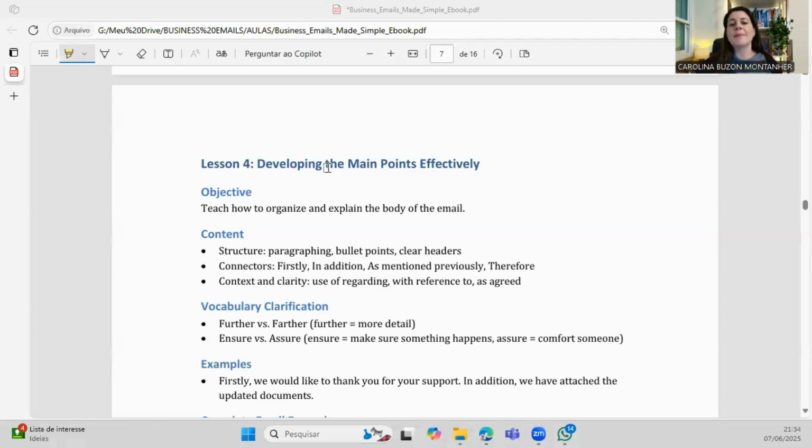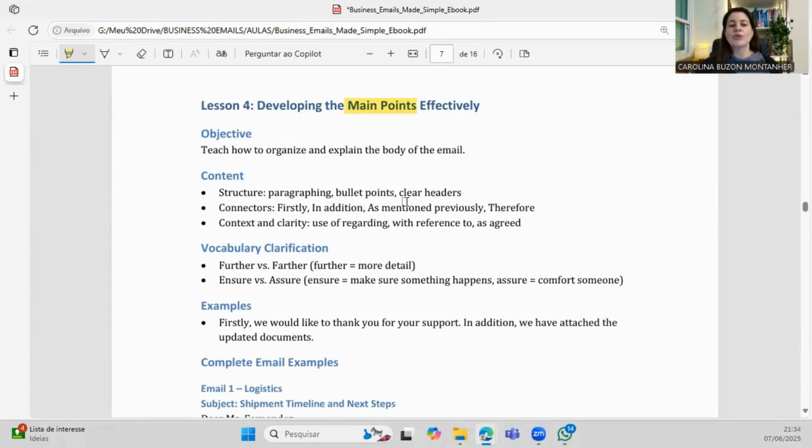Let me share my screen with you, as you can see the structure of our class today. In lesson 4, we are developing the main point in English, how to organize and explain the body of the email. I know sometimes, as you are fluent in Portuguese, your native language, you want to have more details, but be careful when you use this structure to translate into English. Sometimes the same structure you have in Portuguese cannot happen in English. And that's where the mistake happens. The misunderstanding occurs.